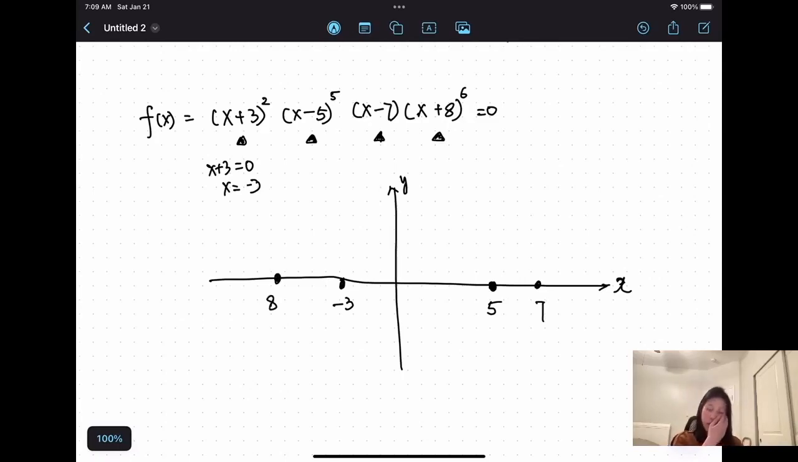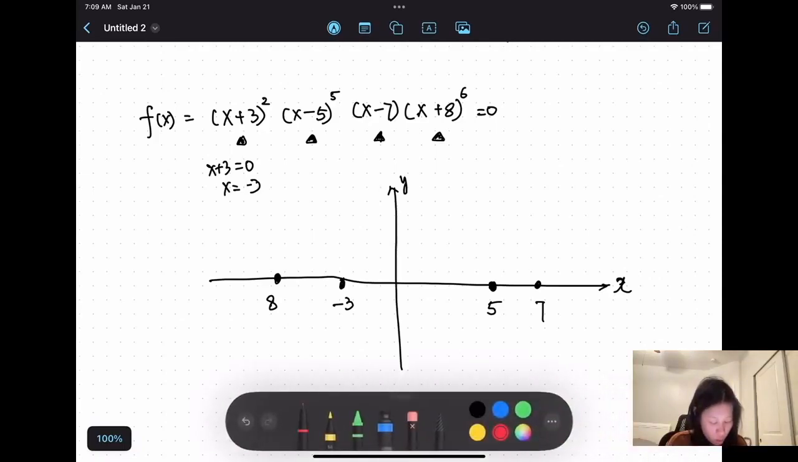Okay, so now let's look into their multiplicity. When x equals negative 3, we have multiplicity of 2, right? Multiplicity, oh, this is hard for me, equals 2 because of the power of 2 in here. And then here we have what? Multiplicity of 3.